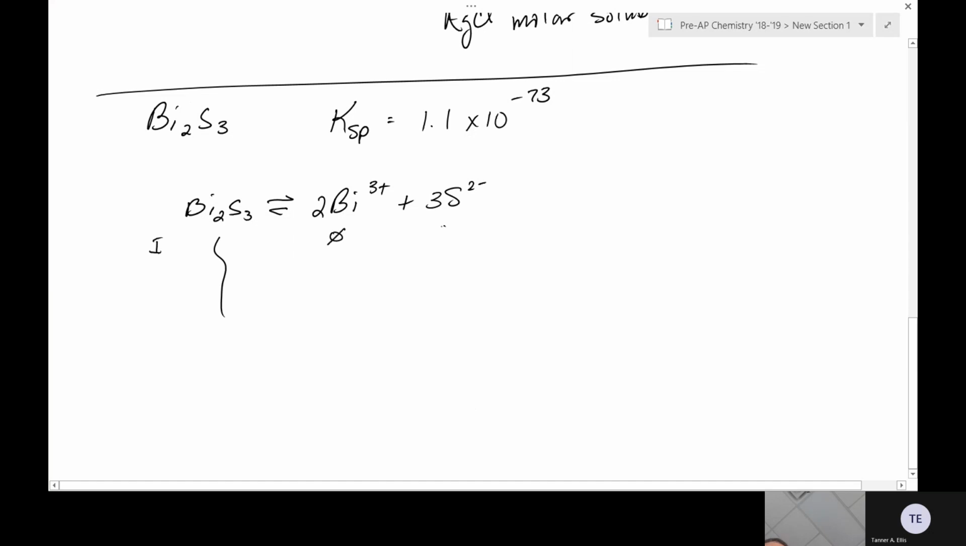Initially, I have 0 of this, I have 0 of this. My change is going to be what? Plus what? 2x. Remember, your change is your stoichiometry. So the coefficient matters, and it also matters that you have it balanced correctly. So you have to pay attention to what you're doing. So then the sulfide is going to be what? Correct. Then at equilibrium, this guy is 2x, this guy is 3x.